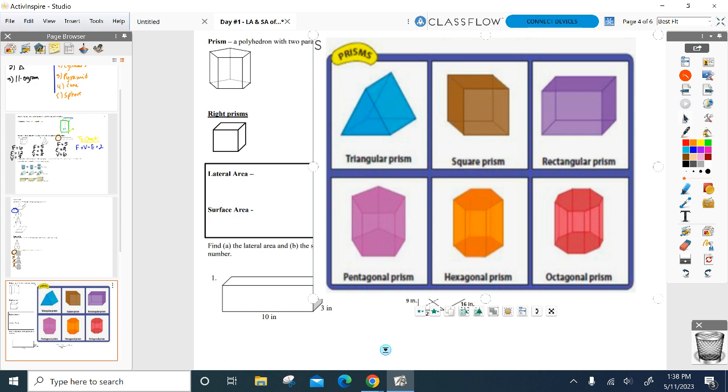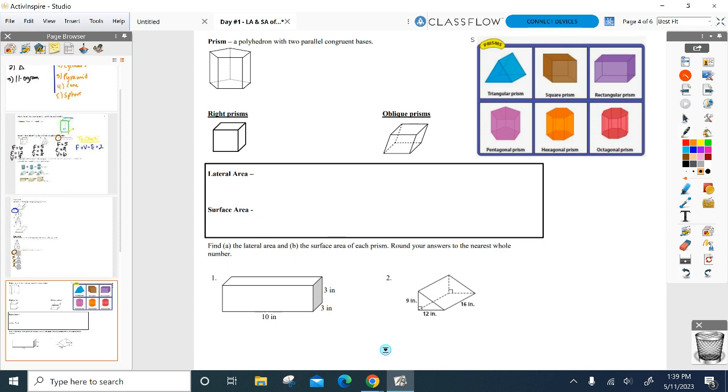Okay. Now, how do you know that's the base, right? Why couldn't that be the base if I set it on the ground like that? What are bases first? Bases, and it's in the definition here. In a prism, bases are the only two figures that are parallel and congruent to each other. That's how you identify bases. You find the two figures that are congruent and parallel. Now, here comes the good stuff.